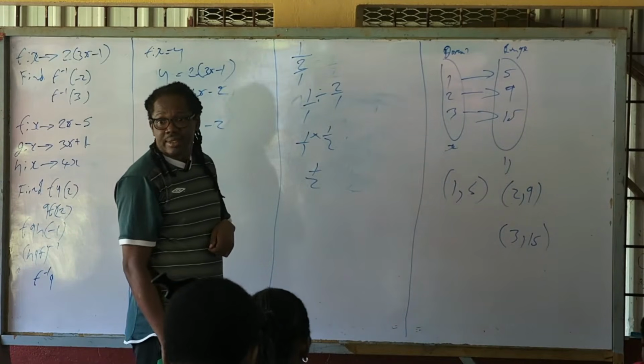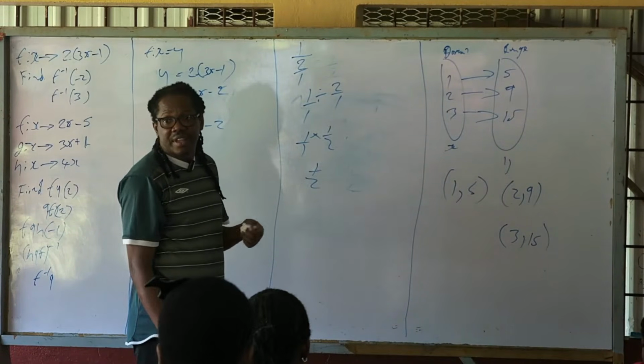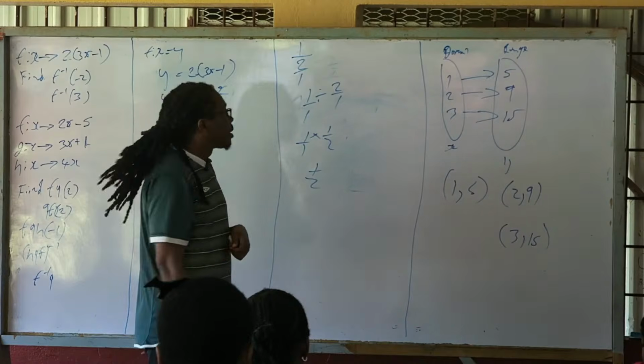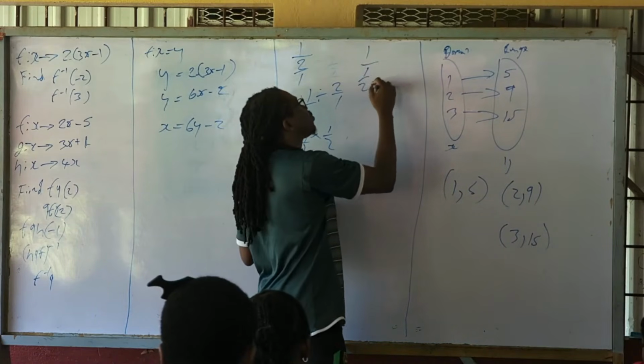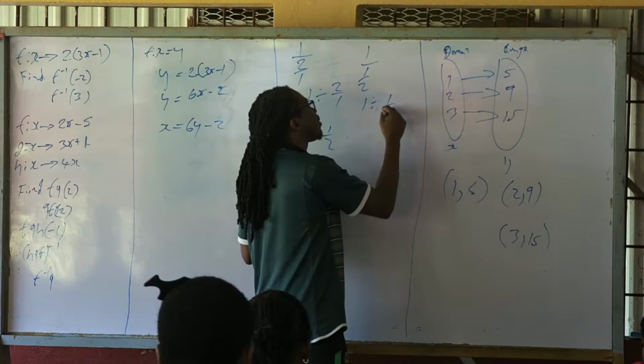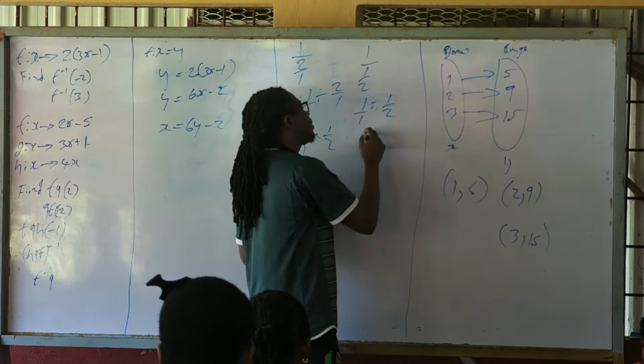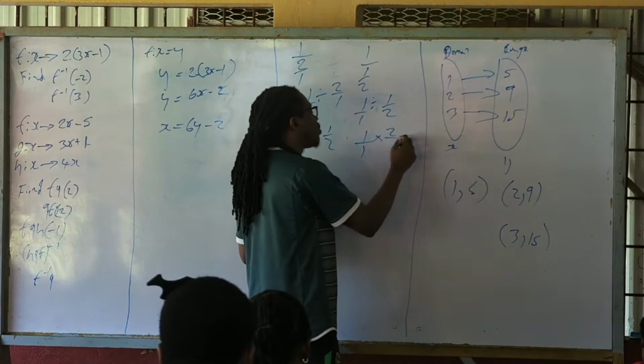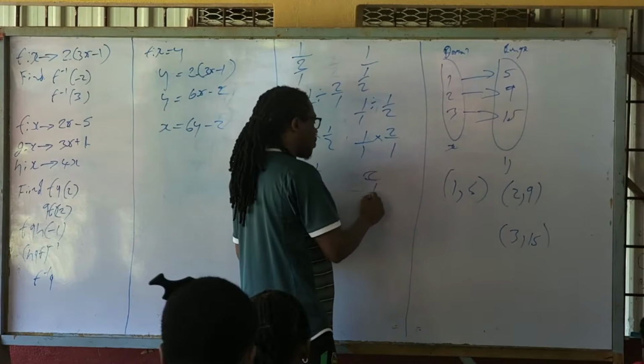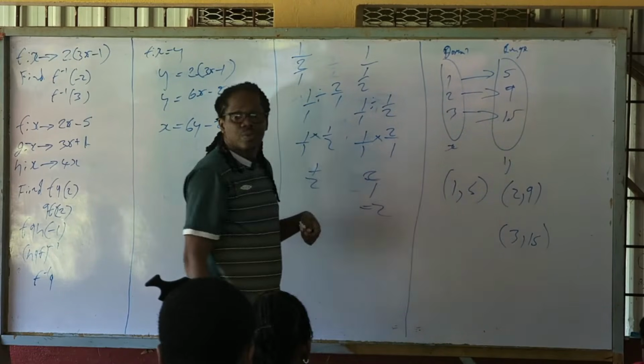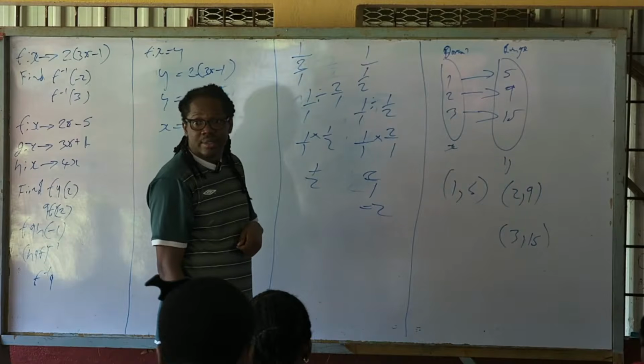Everybody see that? And therefore, what's the inverse of half? It's 1 over 1 over 2, which gives you 1 divided by 1 over 2, which gives me 1 over 1 times 2 over 1, which gives me 2 over 1, equal to 2. Everybody see that? Good.